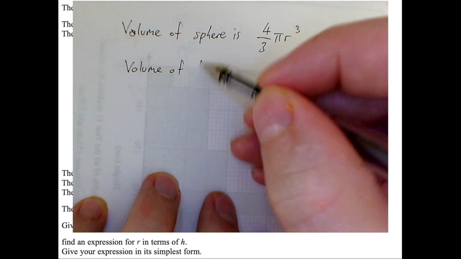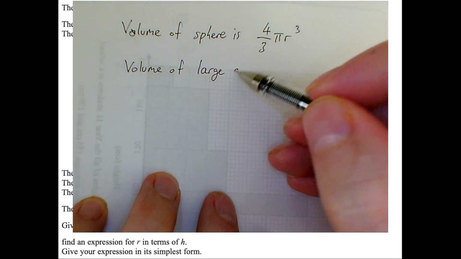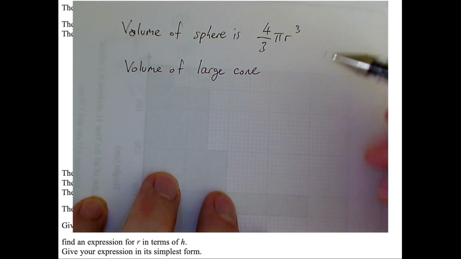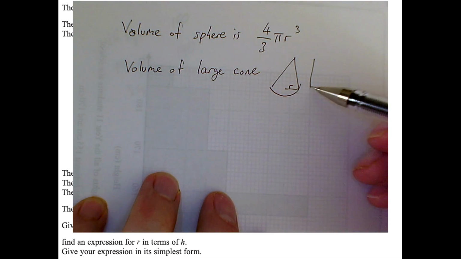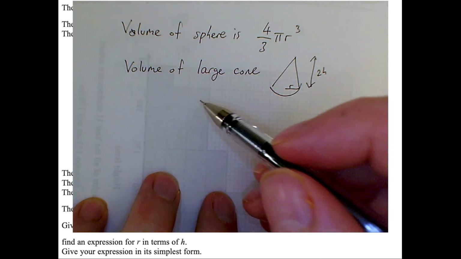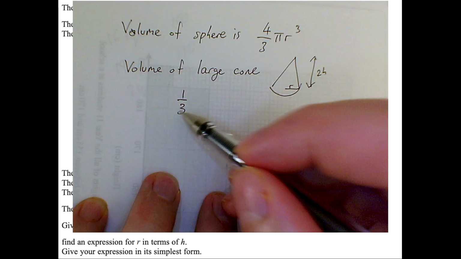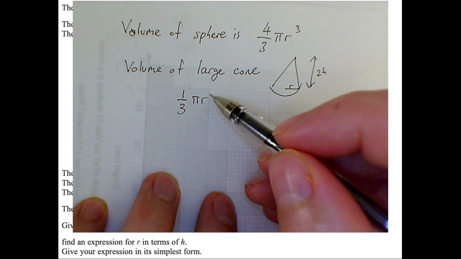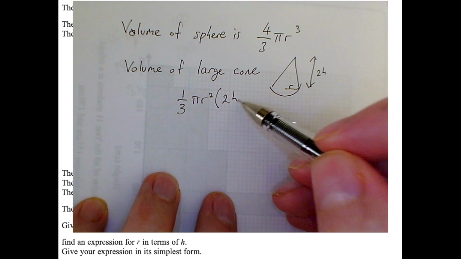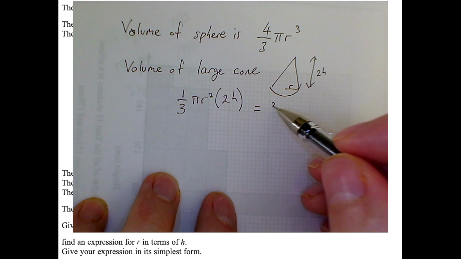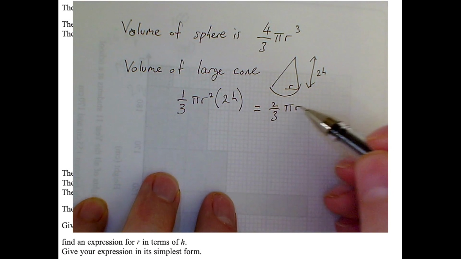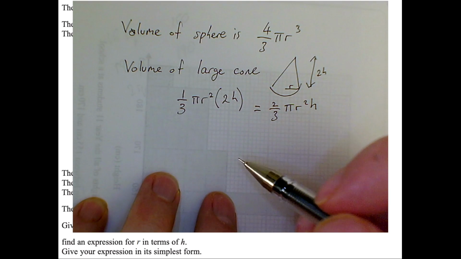So what I'm going to do is work out the volume of the sphere first, and that's nice and easy, 4/3 pi r cubed. I'm now going to work out the volume of the whole cone, the large cone, before I take off the small cone to make the frustum. So the large cone, we're told, is 2h high and radius r. So the formula says it's going to be 1/3 times pi times the radius, which is r squared, times the height, which is 2h. And if I tidy that all up, I'm going to get 2/3 pi r squared h. So that's the volume of the large cone.